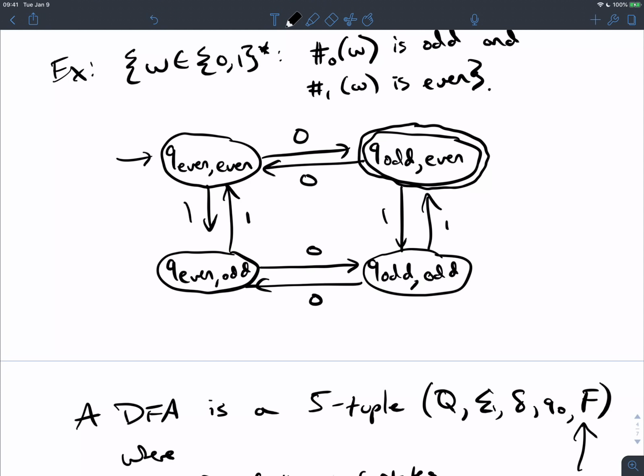Just as an example, let's look at the input for the DFA we made earlier. Let's look at 0, 1, 1.